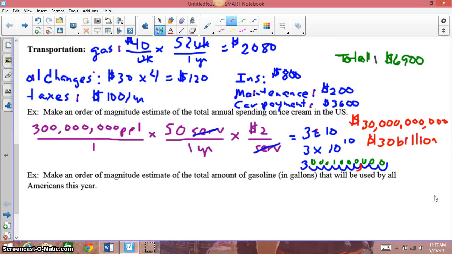And then lastly, in the last example, it says make an order of magnitude estimate for the total amount of gas that will be used by all Americans this year. I'm not going to use the full 300 million people, because of those 300 million people, you have a substantial amount that do not drive. So I'm going to say like 2/3 of the population are driving individuals. So 2/3 of means to multiply. So 2/3 of 300 million. After I do that multiplication there, I'm talking about 200 million people.